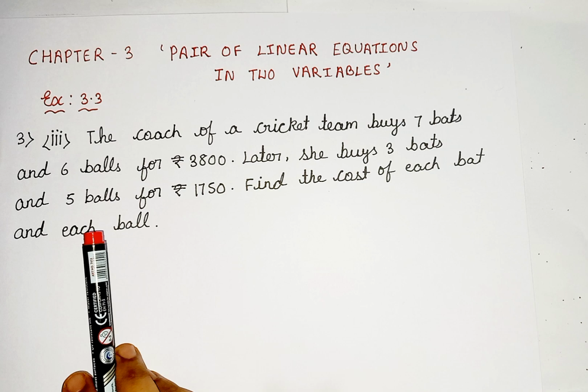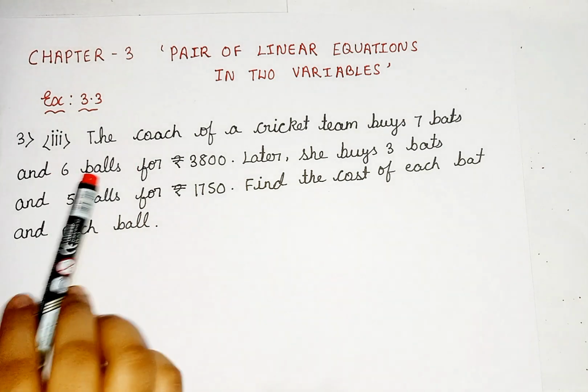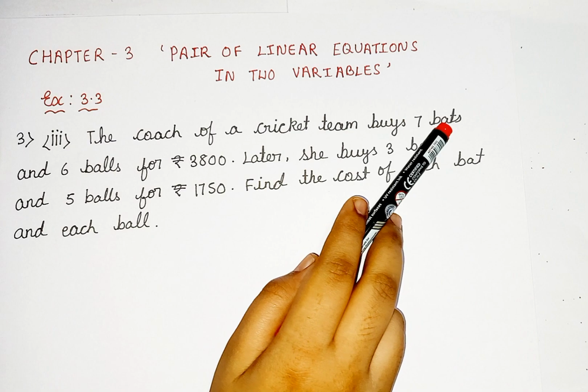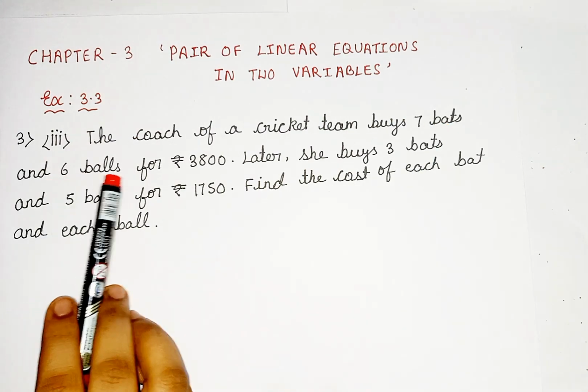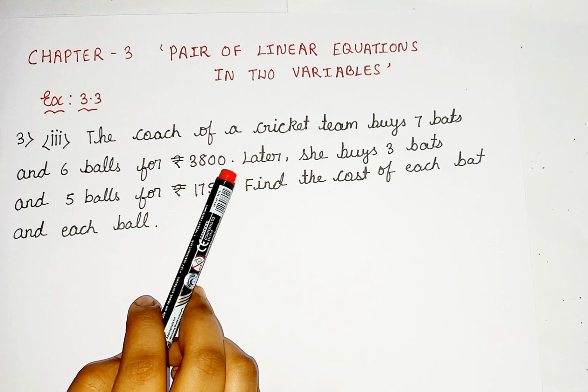So there is a coach. Okay, so coach of a cricket team. So he decided to buy 7 bats and 6 balls, for playing cricket. So when he bought 7 bats and 6 balls, the total amount he paid is rupees 3,800.